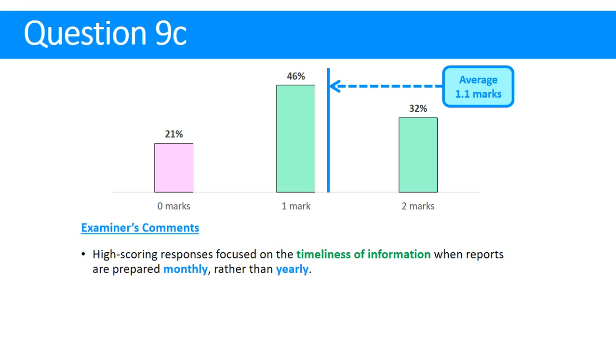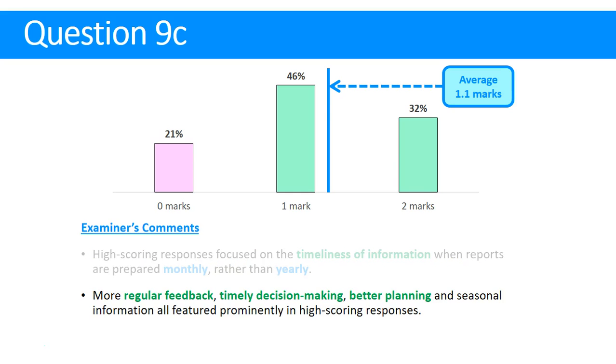So it was all about making things identifiable earlier so we can fix them. And lastly, more regular feedback, timely decision making, better planning. These were all reasons that featured in high scoring responses as to why we should budget more frequently.